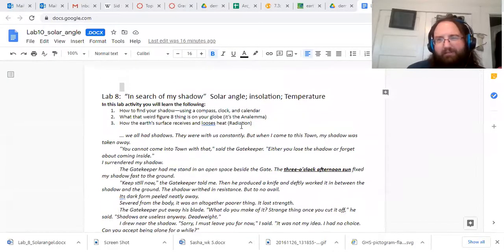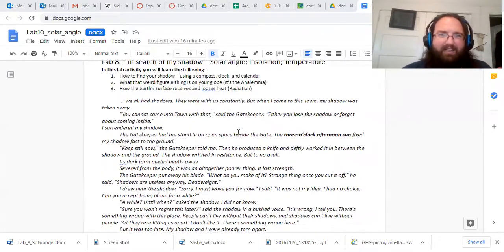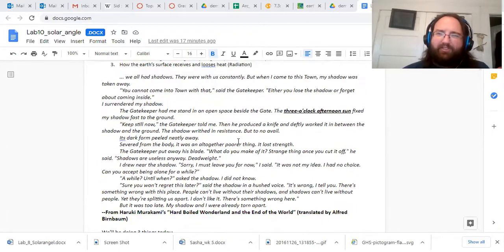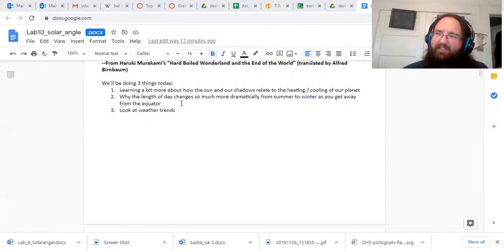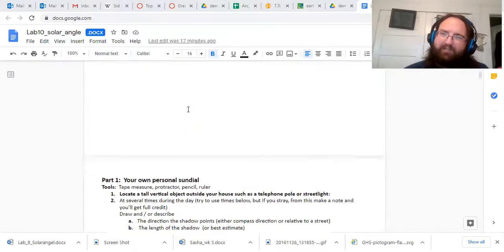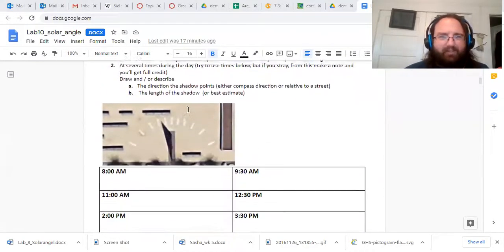So the first part of the lab is just a little reading exercise. I try to weave a little bit of art and literature into these labs whenever possible and practical to do so. And I thought it'd be important for people to think a little more deeply about their shadows on the first page. So there's nothing you actually have to turn in here. It's just sort of to make you think about life.